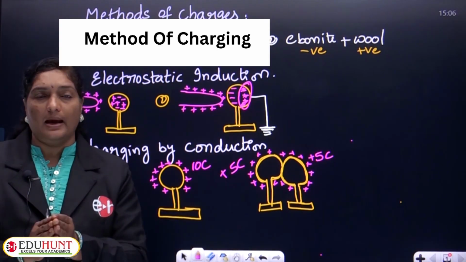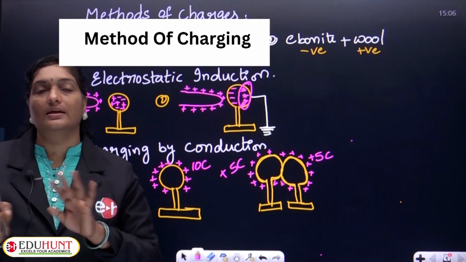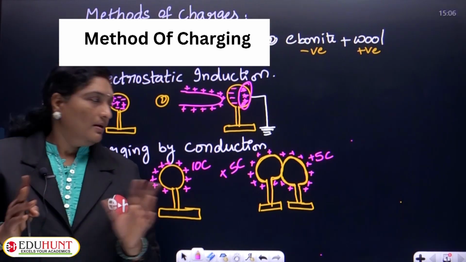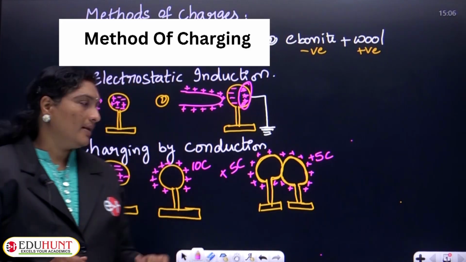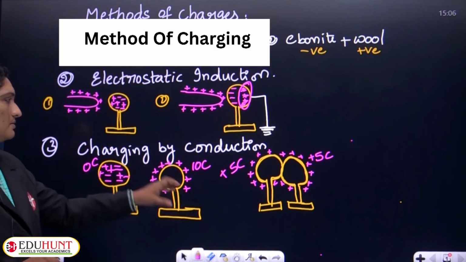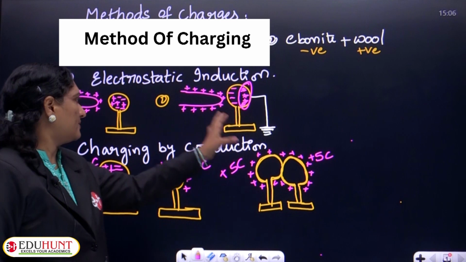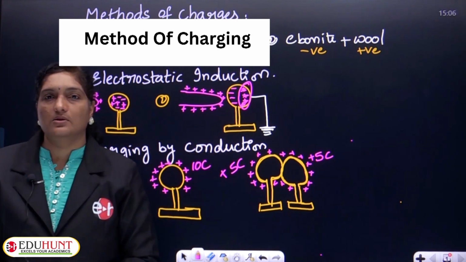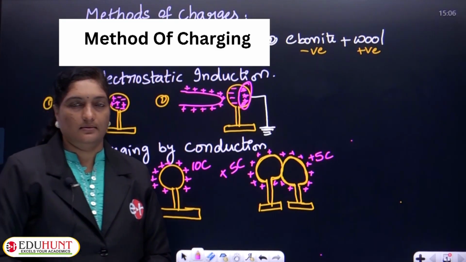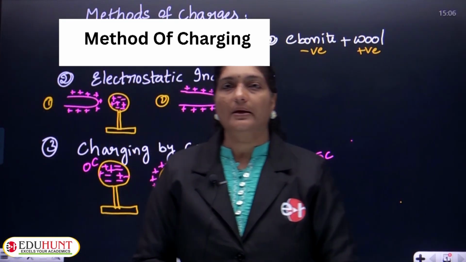Conduction means kept in contact with each other. So, the same charge is induced in both the conductors, whereas in the method of induction, opposite charge is induced in the other conductor. I hope the concept is clear, children.